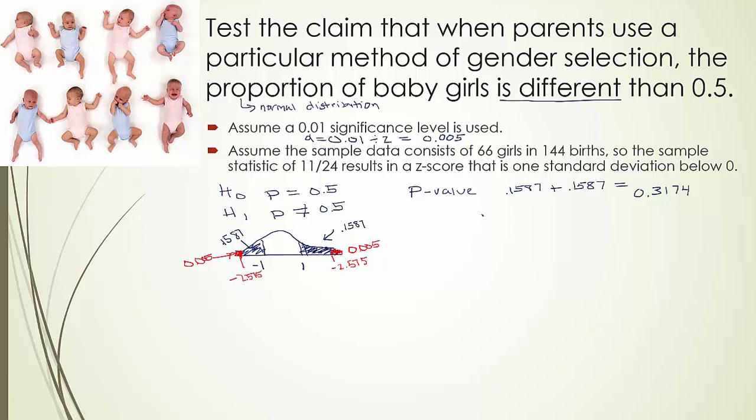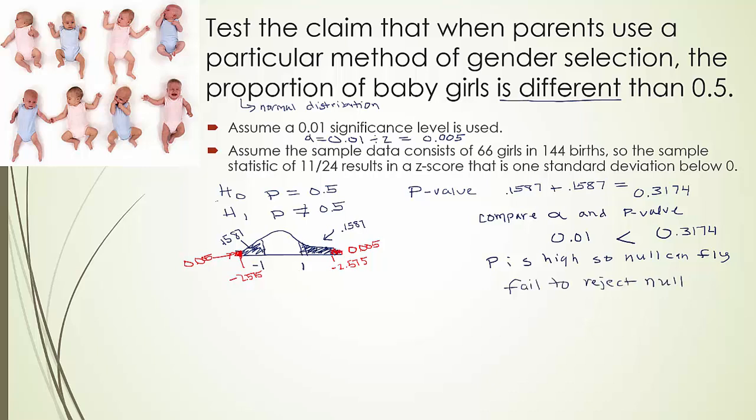We want to compare alpha and the p-value. When we look at our alpha, it was given to us as 0.01. We look at our p-value and it is 0.3174. Our p-value is significantly higher than our alpha level, and so we use our rhyme: P is high, so null can fly, and we just mean the null can stand. And so we fail to reject the null because this test statistic is not in our critical region. This could happen by chance, and it is not extremely rare.